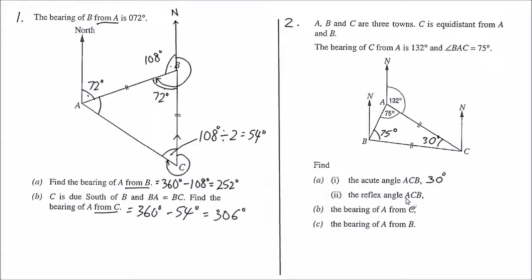Now the reflex angle ACB. Reflex angle means the angle that is between 180 and 360 degrees. More than 180 but less than 360. That will be referring to this angle here. Reflex angle ACB. So this angle can be found easily. 360 minus 30 degrees. That will give us 330 degrees.